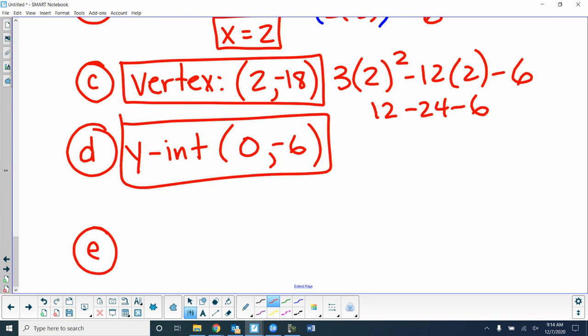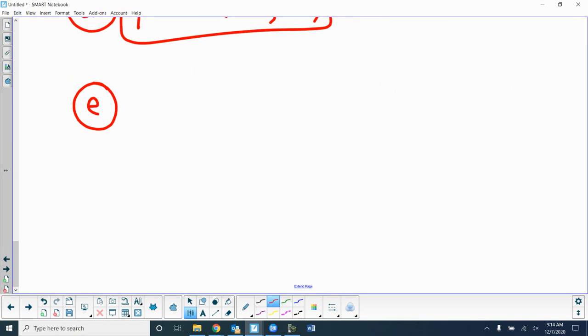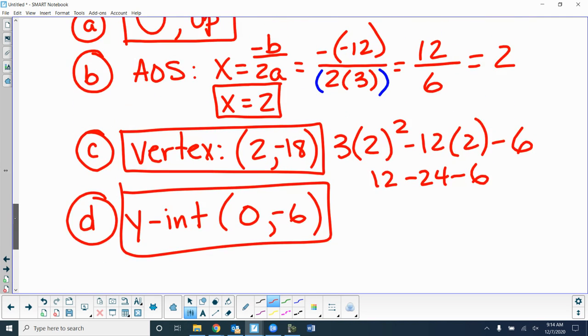All right, and then the last part, graph it. All right, a lot of you forget to do that part. All right, this be like a 10-point problem. There's 5 answers. I'll make them 2 points apiece.